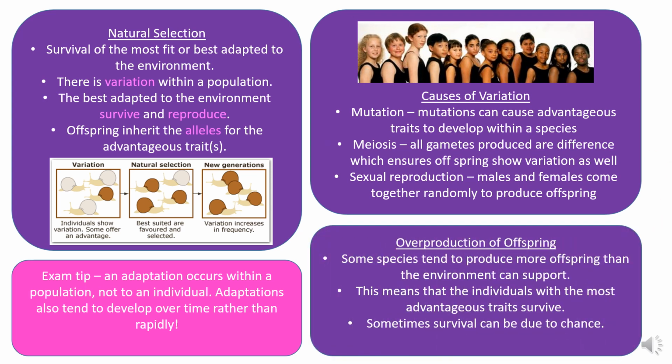And then finally, overproduction of offspring. This means that some species produce more offspring than the environment can actually sustain. So they know that the majority of the offspring won't make it. It means that the individuals with the most advantageous traits, or the strongest individuals, survive, and the other ones die before they reach maturity. However, be aware that sometimes survival is just due to chance. There's always an anomaly to every rule in science.